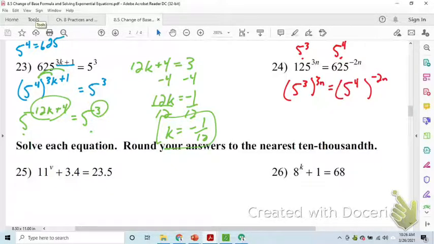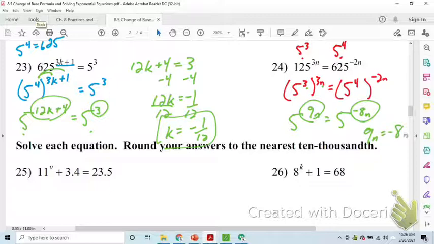Okay? So now what we have here is 5 to the third to the 3n power, and then 5 to the fourth to the negative 2n power. So this will be 5 to the 9n, when you multiply those, power of a power, that's equal to 5 to the negative 8n. So we're going to set those two equal to each other. So 9n is equal to negative 8n.